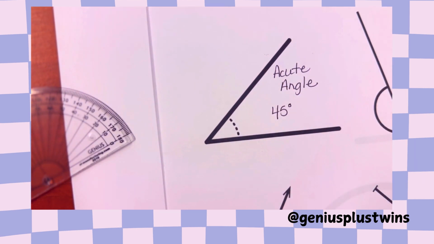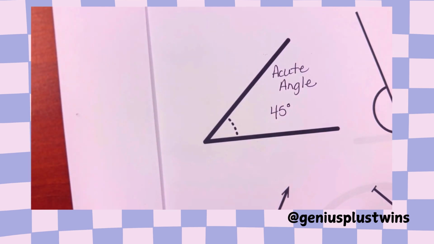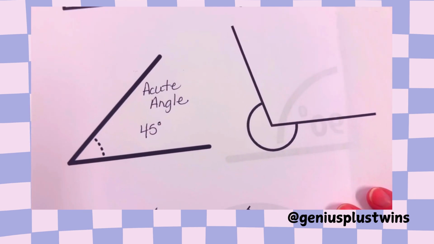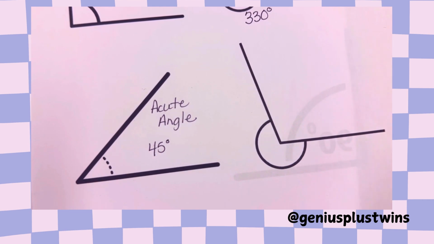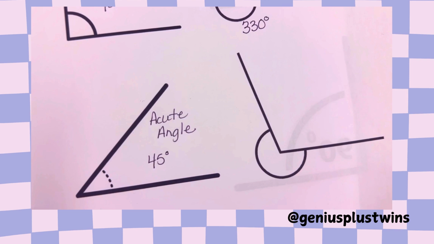And if I'm wondering, well, does that fit with an acute angle? Yes, absolutely it does. An acute angle is an angle that is less than 90 degrees. And 45 degrees is definitely less than 90 degrees. Coming over to the next angle, this is also a reflex angle.